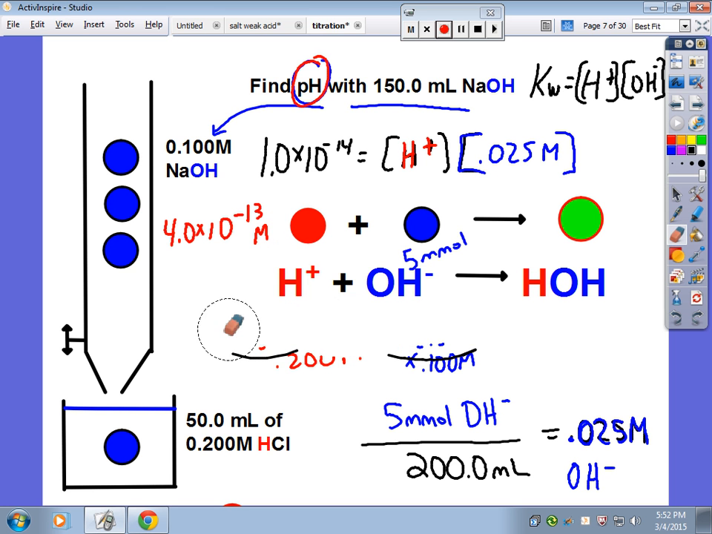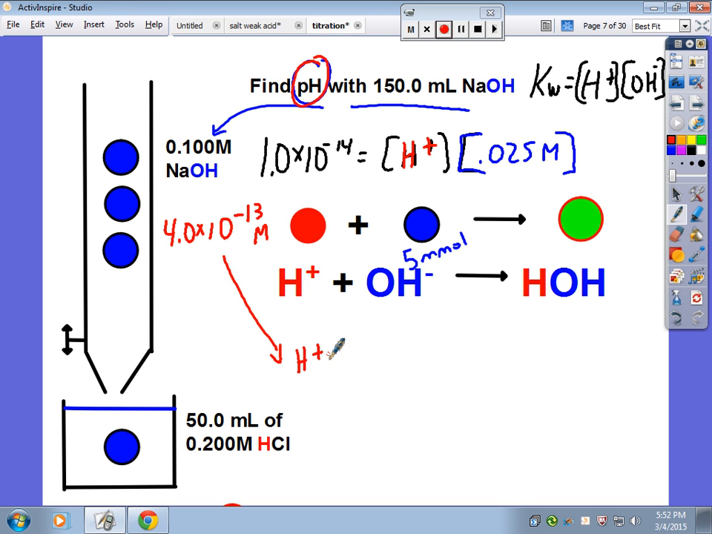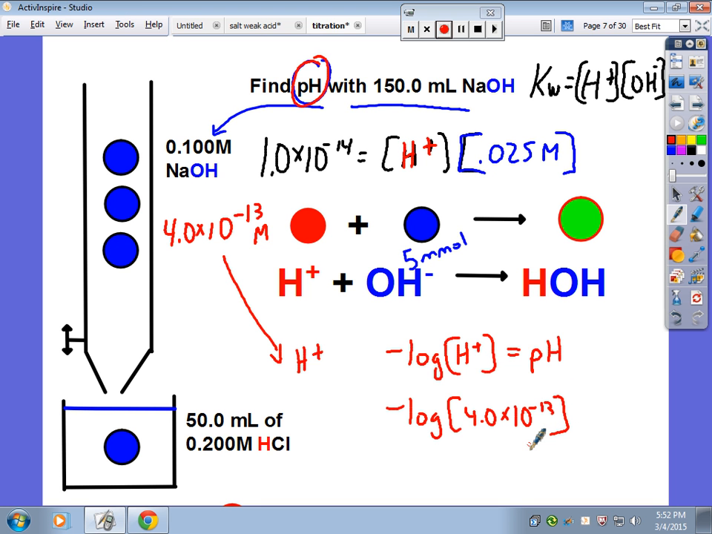So how do I do this? If I know my molarity for my hydrogen ion concentration, that's my H plus. Okay, what do I have? Negative log of my hydrogen ion concentration is my pH. And if I put negative log of 4.0 times 10 to the minus 13th, I'm going to get a pH of 12.40.